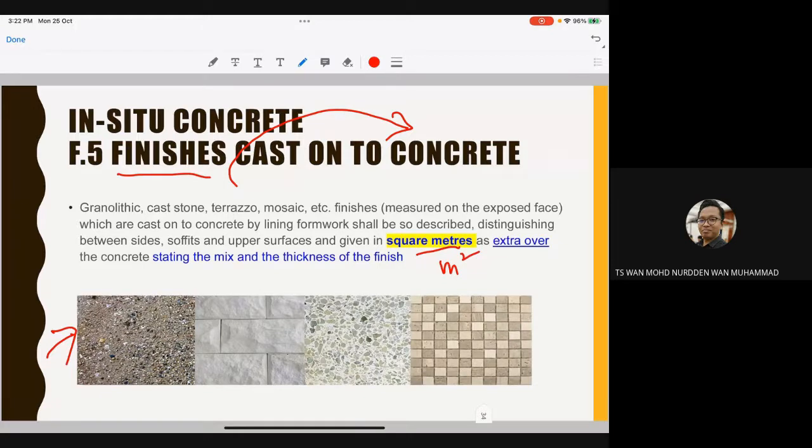As extra over, EO, extra over the concrete stating the mix and the thickness of the finish. So it means actually we make the concrete first. Okay, we make a concrete slab, or semi render, or screeding, or floated bed. Okay, and then after that on top of this we want to do some kind of finishes cast onto the concrete. Let's say we want to do granolithic or cast stone, which we put on top of this. Okay. On top of our slab.